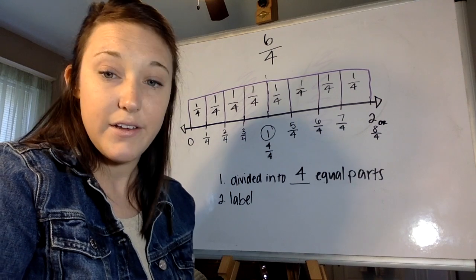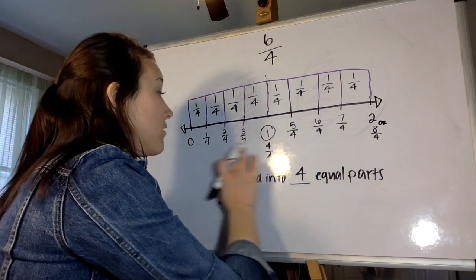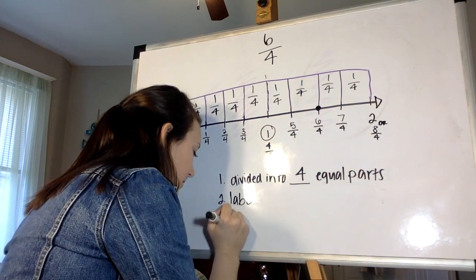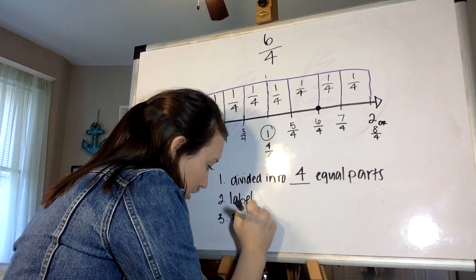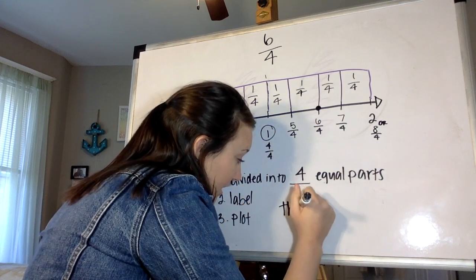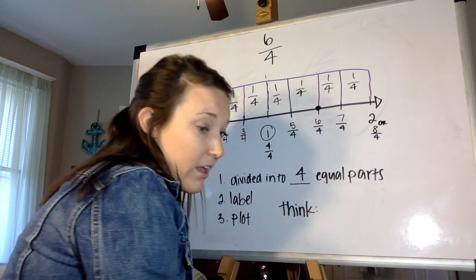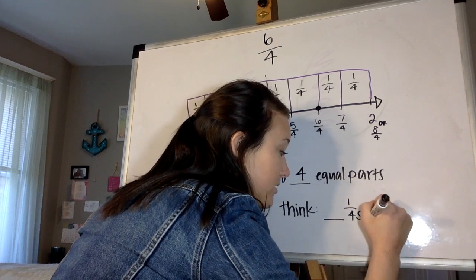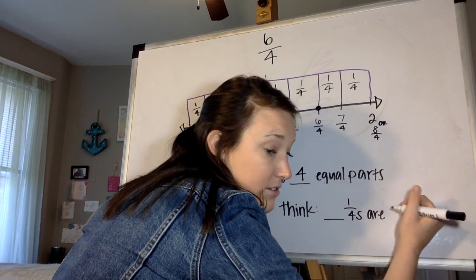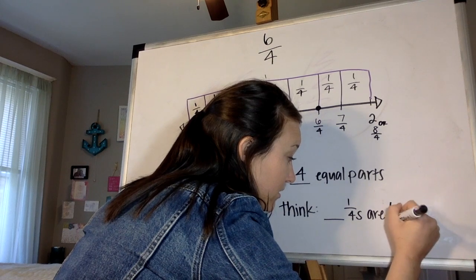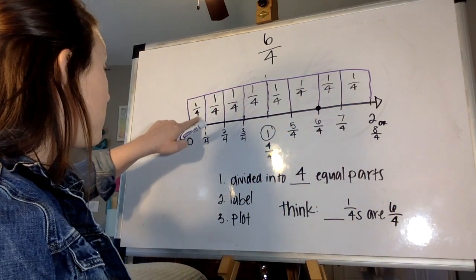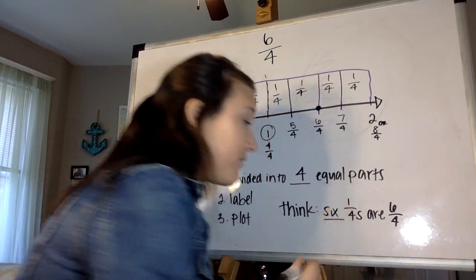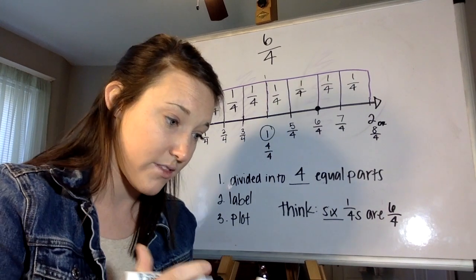Now we need to plot 6/4. Okay, so I'm going to go over to my 6/4. I'm going to give it a nice plot, and I'm going to label that step 3 is plot. And then we need to think, how many 1/4 are 6/4? Well, how many do we have to go? 1, 2, 3, 4, 5, 6. 6 1/4 are equal to 6/4, okay?